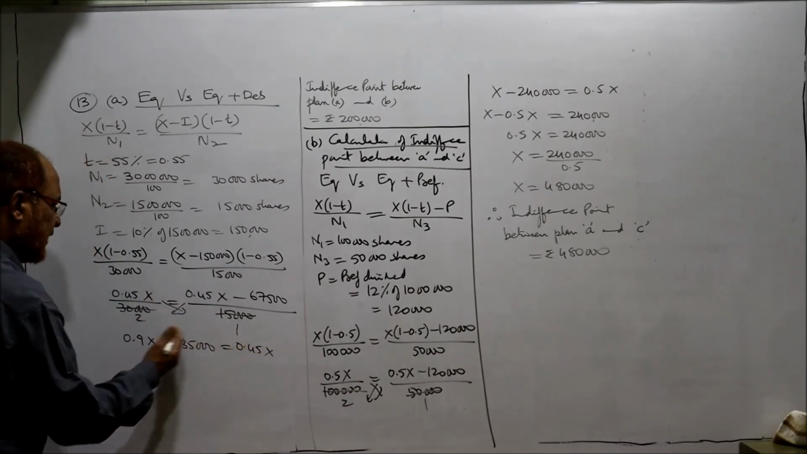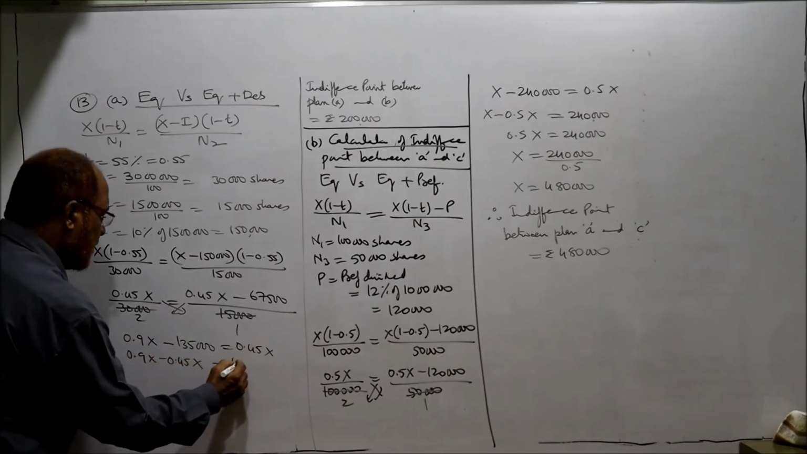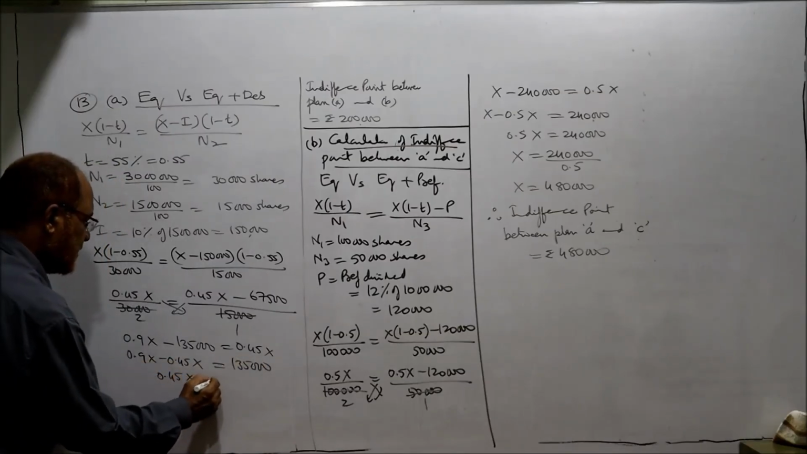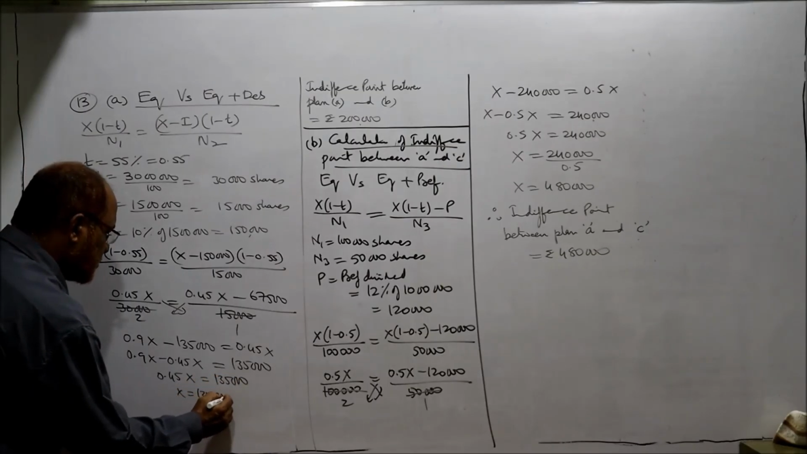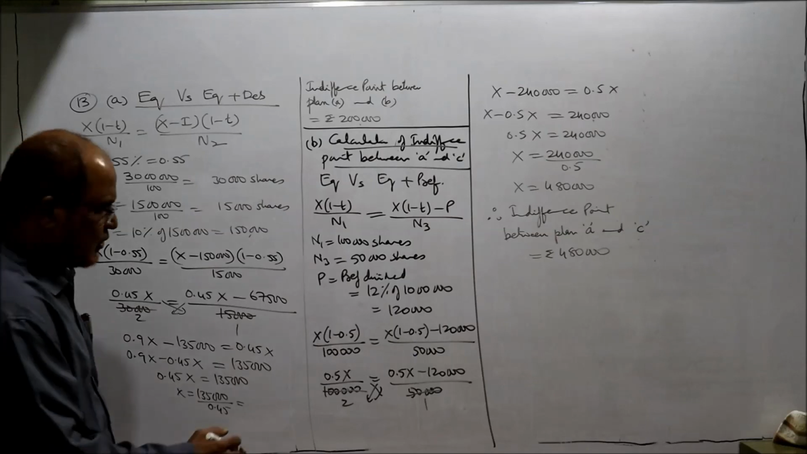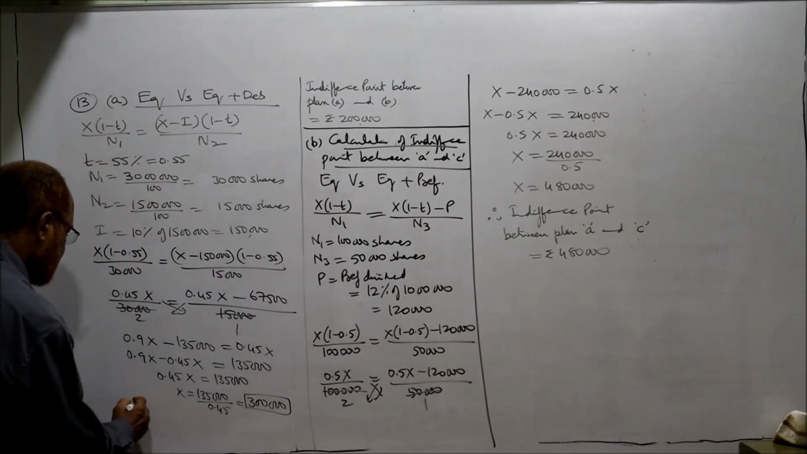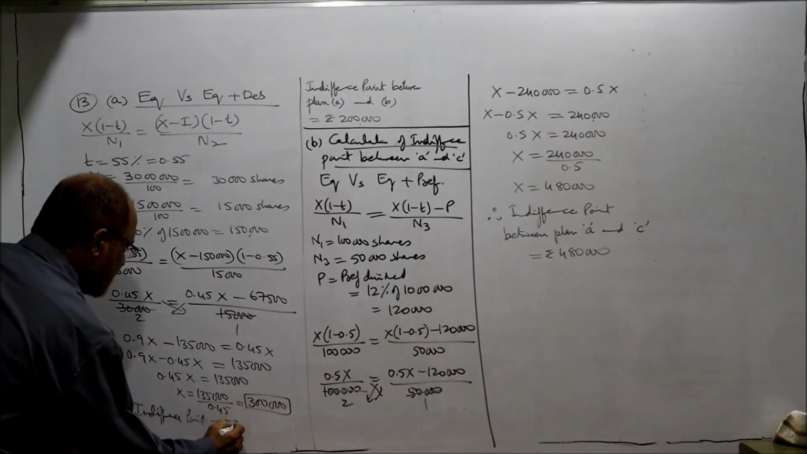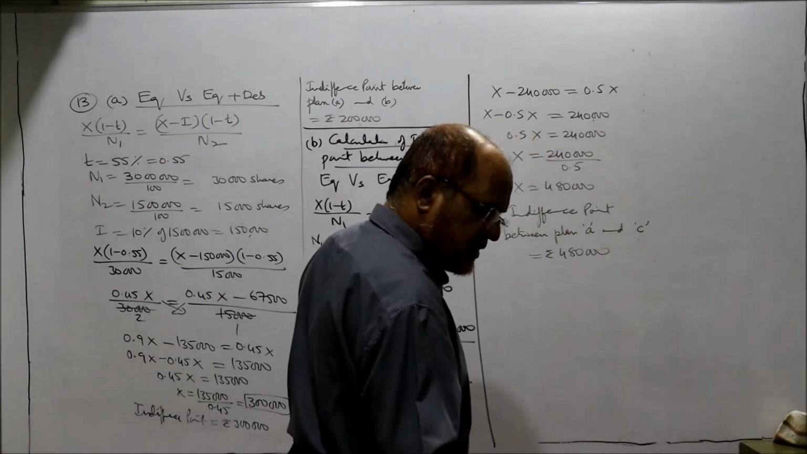2 into 67,500, you will get 1,35,000 is equal to 1 into 0.45x. Bring 0.45x to LHS. So 0.9x minus 0.45x is equal to 1,35,000. So subtract 0.45 from 0.9, 0.45x is equal to 1,35,000. So x is equal to 1,35,000 divided by 0.45. So that is equal to 3 lakh. Indifference point is equal to rupees 3 lakh. First answer completed. First A bit completed.